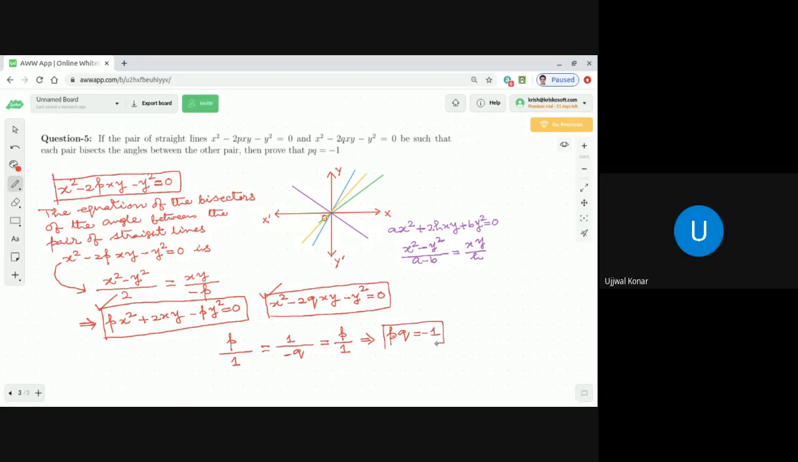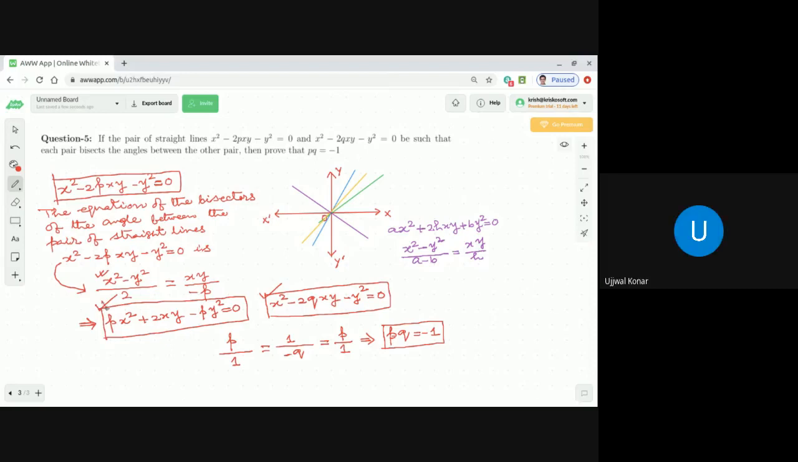Sir, I understand how we wrote px square plus 2xy minus py square, and that is identical. Oh, okay. Thanks for asking your question. If you look into this, x square minus y square by 2 is equal to xy by minus p. Make a cross multiplication and then simplify, you'll get this.